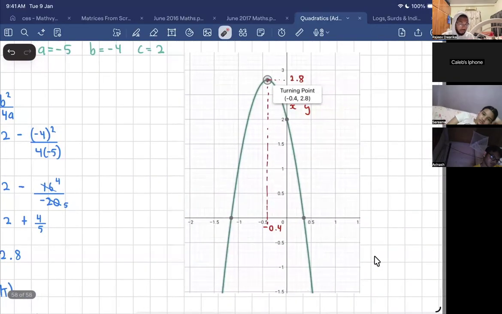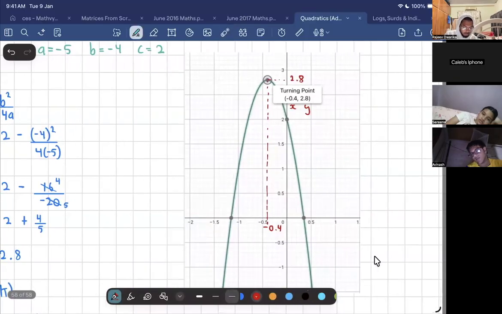The other part is the range. We need to figure out the range. So the range would be the set of Y values. Remember, in functions, you have the domain and you have the range. The domain is the set of X values and the range is the set of the Y values. So guys, for this function, what is the highest value of Y it is going up to?